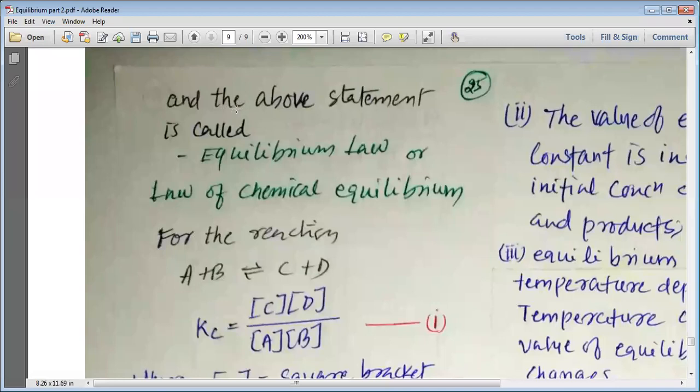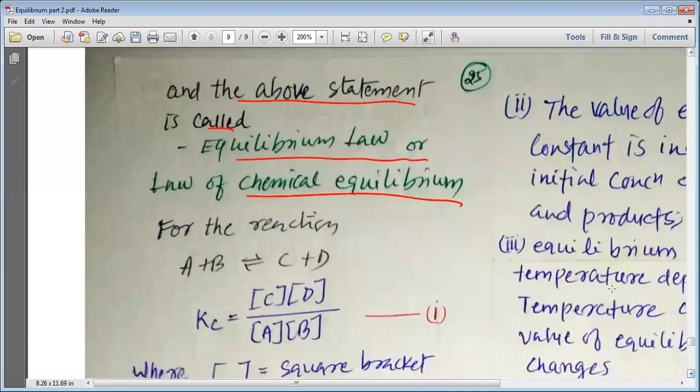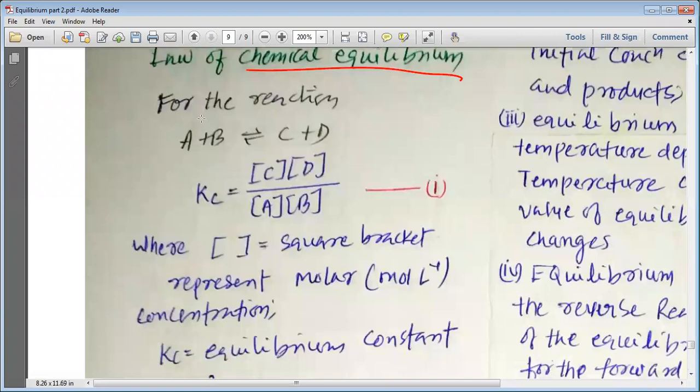Let us try again. The above statement is called the equilibrium law, or law of chemical equilibrium. Let us understand it once again. Actually, you can see that there is a chemical reaction A plus B that gives C plus D. Their stoichiometric coefficients are equal to 1.